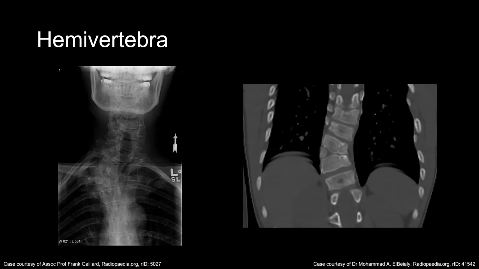Some examples. So on the left side, we can see here this little wedge-shaped bone, which is a hemivertebra creating this scoliotic curve within this individual. And then here's a CT of a different patient, but with the same type of presentation. You have this little half bone wedged in there, creating a kink within the spine.